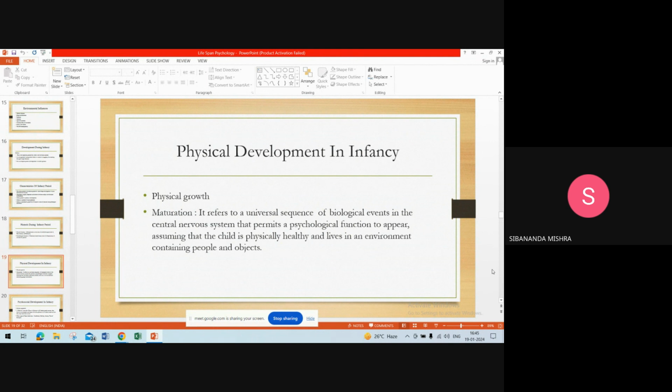Understood? Second is maturation. Maturation is a universal sequence of biological events in the central nervous system that permits a psychological function to appear, assuming that the child is physically healthy and lives in an environment containing people and objects.